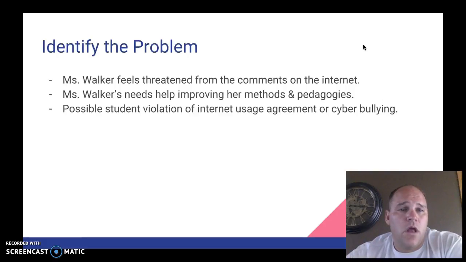Identifying the problem: Miss Walker feels threatened from the comments on the internet. Miss Walker also needs help improving her methods and pedagogies in the classroom, and then we also need to look at any possible student violation of the internet usage or cyberbullying, and then provide appropriate consequences.